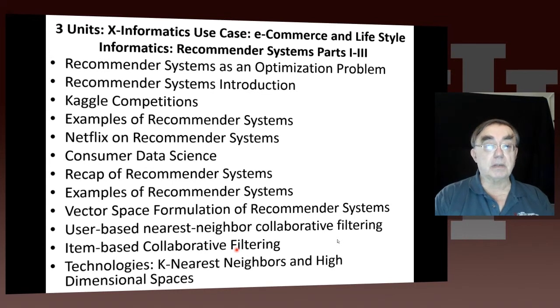Now we come on to the next value of X. We had X equals physics earlier, and then we had what you might call epsilon X, small discussions of use cases, basically 1 slide each for 51 use cases. Now we come back to a detailed use case example, which is what I call e-commerce and lifestyle informatics, represented by Amazon, Netflix, and Pandora, and things like that, which are built around recommender systems.